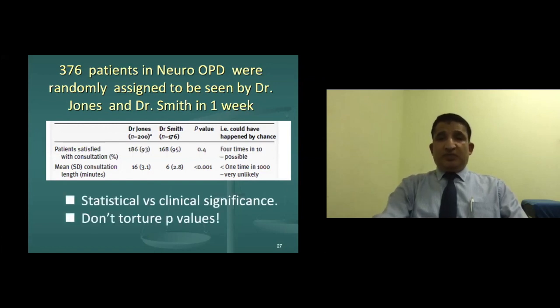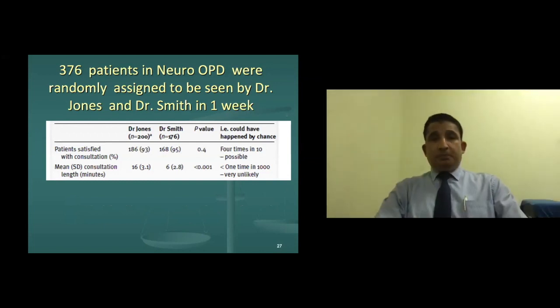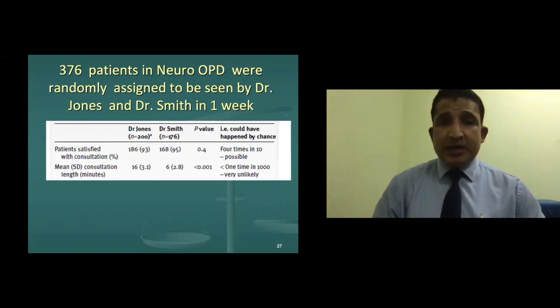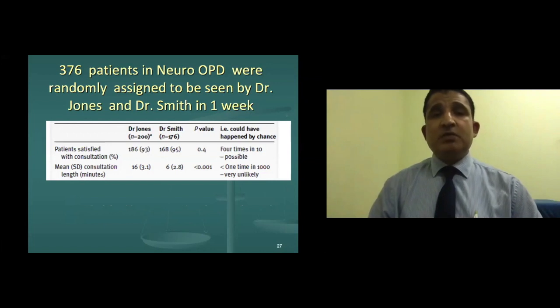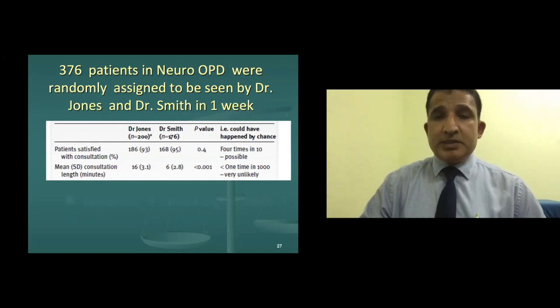So obviously in this case, the patients who are seen by Dr. Smith are satisfied equally, but Dr. Smith sees patients much faster. So he will be liked by his hospital director and his seniors because he sees the patient fast with the same degree of patient satisfaction.